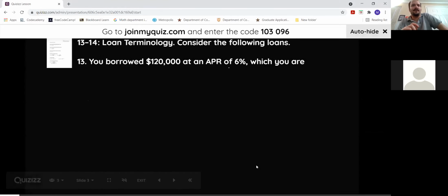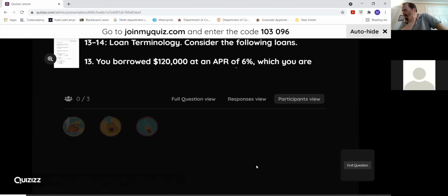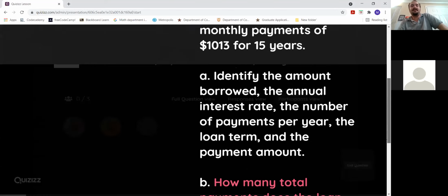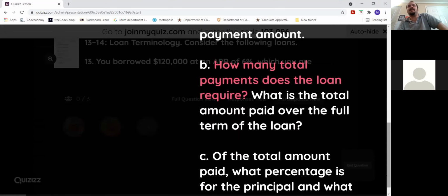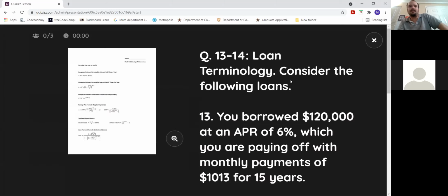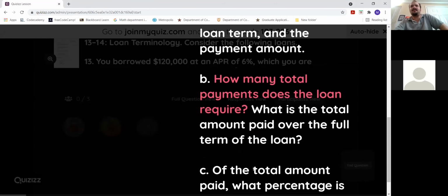The next part is where we're actually gonna start doing some math, I think. So that is just basically, can you translate and pick information off of there? Part B says, how many total payments does a loan require? So it's a two-parter. First part is how many total payments, and then the second part is what is the total amount paid over the full term of the loan.